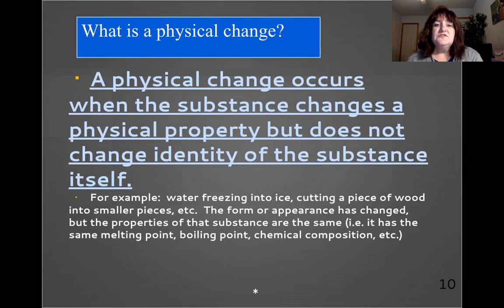A physical change occurs when a substance changes a physical property but does not change the identity of the substance. For example, water freezes into ice. It's still water, it's just frozen water. Cutting a piece of wood into smaller pieces, you just have smaller pieces of wood. It changes the appearance, but not anything about the substance itself.